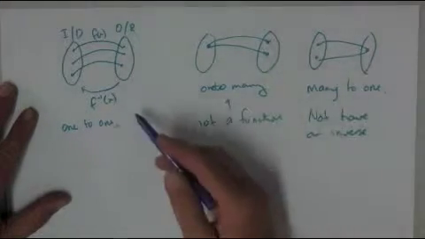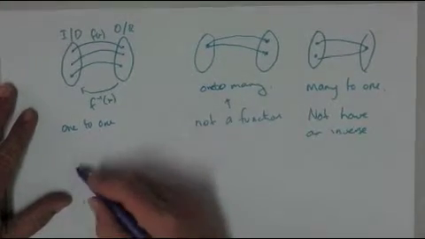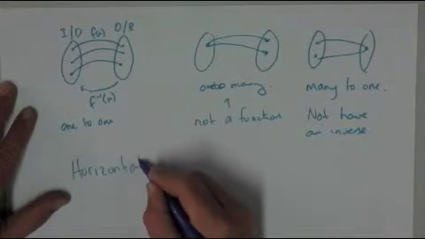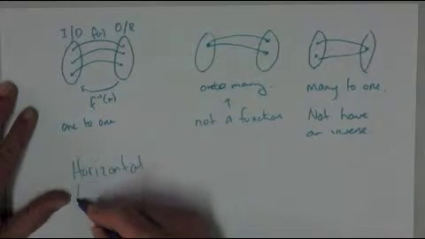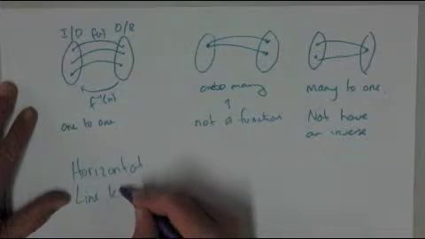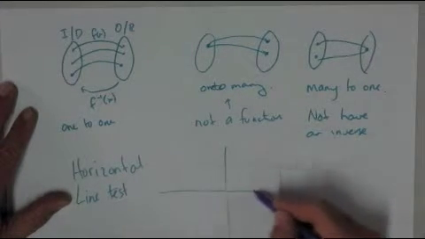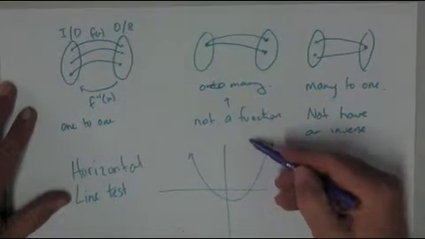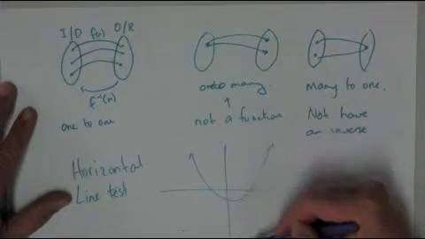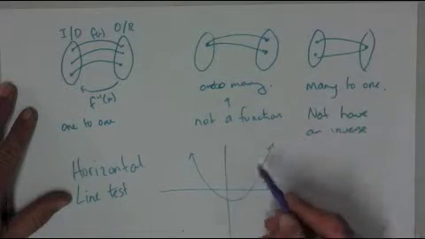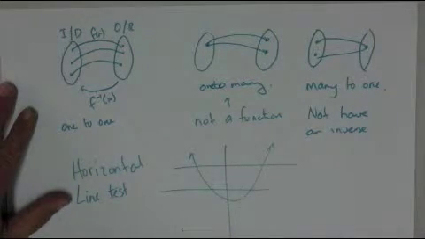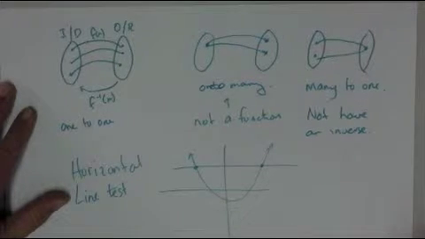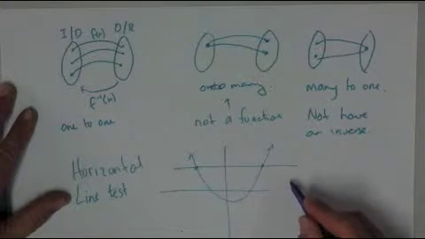And we can test this. And the test that we use is called the horizontal line test. Not to be mistaken with the vertical line test. The horizontal line test would take a function, let's have a look at a standard quadratic function, which passes the vertical line test, therefore it is a function. But because it fails the horizontal line test, because it crosses a horizontal line more than twice, it does not have an inverse.